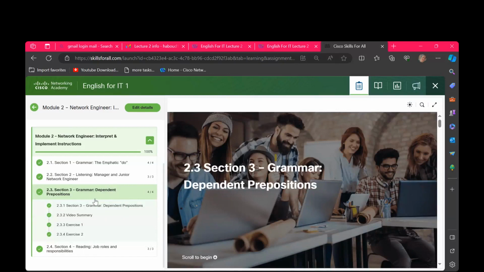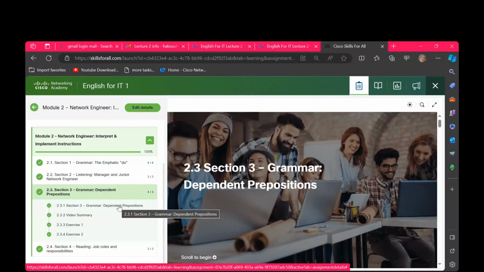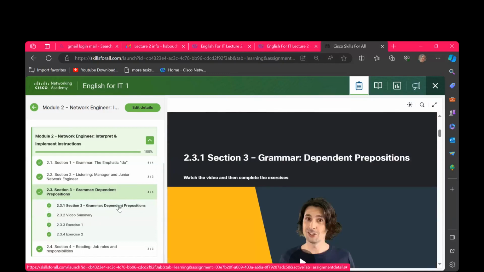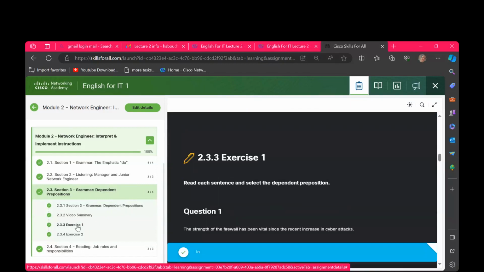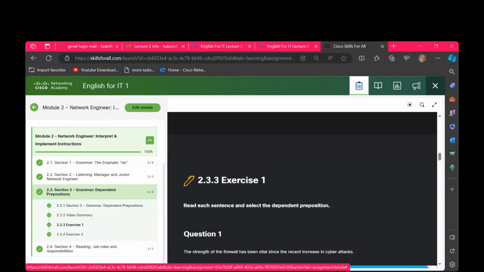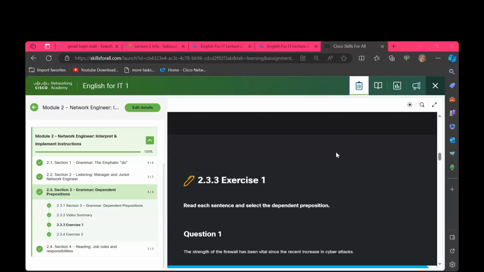So this is section dependent prepositions, section 3, dependent prepositions, exercise 1. What do we have to do in this exercise? I'll just tell you right now. Read each sentence and select the dependent preposition. I will read the sentence and you have to check the sentence. Try to find if there is a dependent preposition or not and tell me what is the dependent preposition.